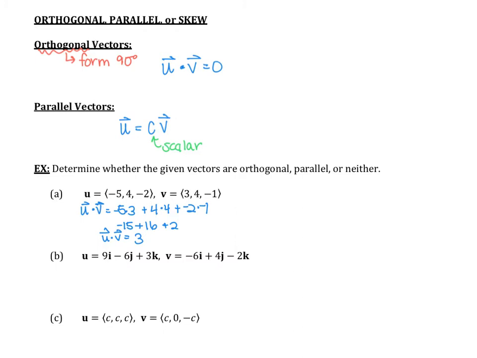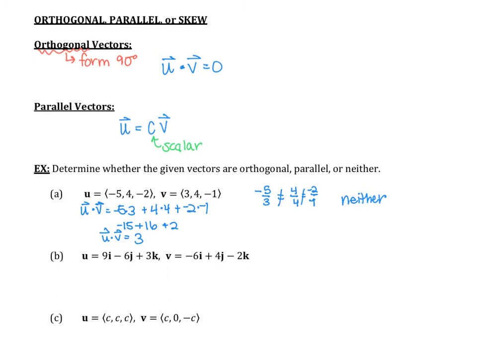So now we need to determine if they're parallel. Is there some way that I can multiply u by something to get v? Is there some way that I can look at negative 5 divided by 3, so u divided by v, and make it equal 4 divided by 4, or make it equal negative 2 divided by negative 1? Is there any way that those are true? If the answer is no, it means that they are not related by a scalar. So this would be an example of neither. Okay, try the next two.